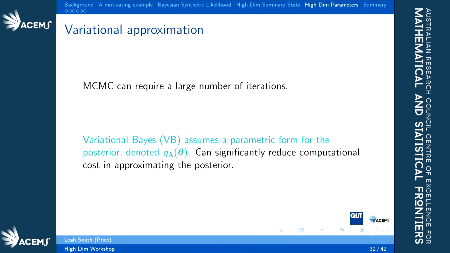But the idea is that MCMC can require a large number of iterations to explore the space if you've got a high dimensional parameter. So instead, you might want to do an alternative to MCMC. And the alternative that is used is variational Bayes. Basically, it assumes a parametric form for the posterior, which we denote Q. And it's quite handy that Tamara gave a tutorial on that on Monday, so hopefully people know a bit about it. But the idea is that you can significantly reduce the computational cost in approximating the posterior if you do this rather than something exact like MCMC.